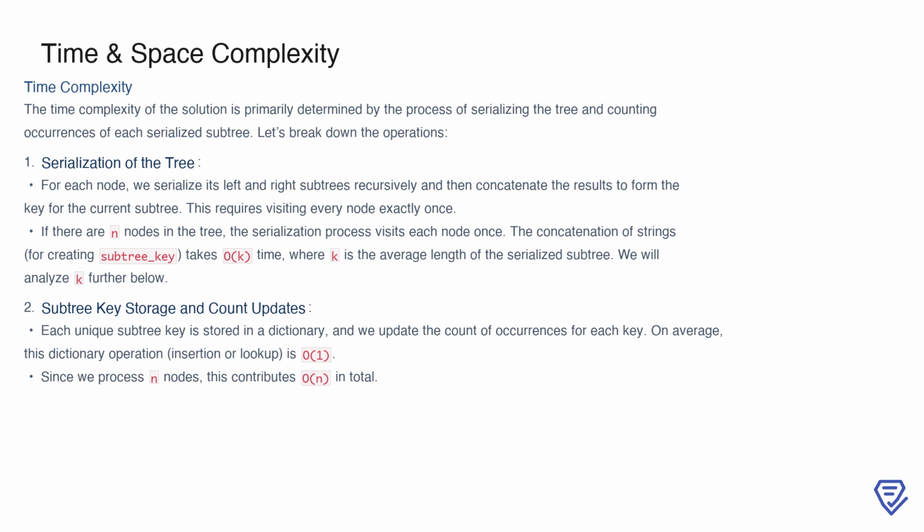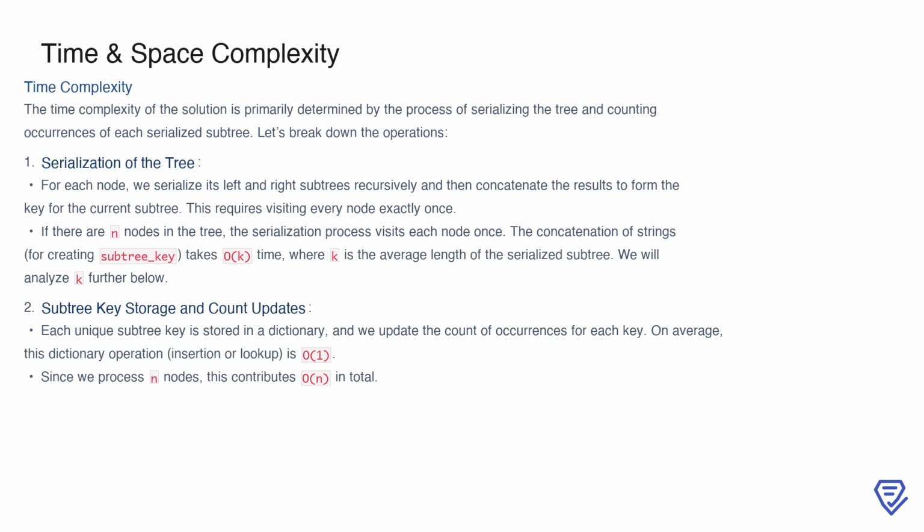To analyze the time complexity of our solution, we start with the process of serializing the tree. Serialization involves visiting every node in the tree exactly once, which means that for a tree with n nodes, this step takes O(n) time. However, during serialization, we also concatenate the serialized strings of the left and right subtrees to form the key for the current subtree. This concatenation operation depends on the length of the serialized subtree, which we denote as k. Hence, the time for serialization includes an additional k per node. We'll explore the value of k shortly.